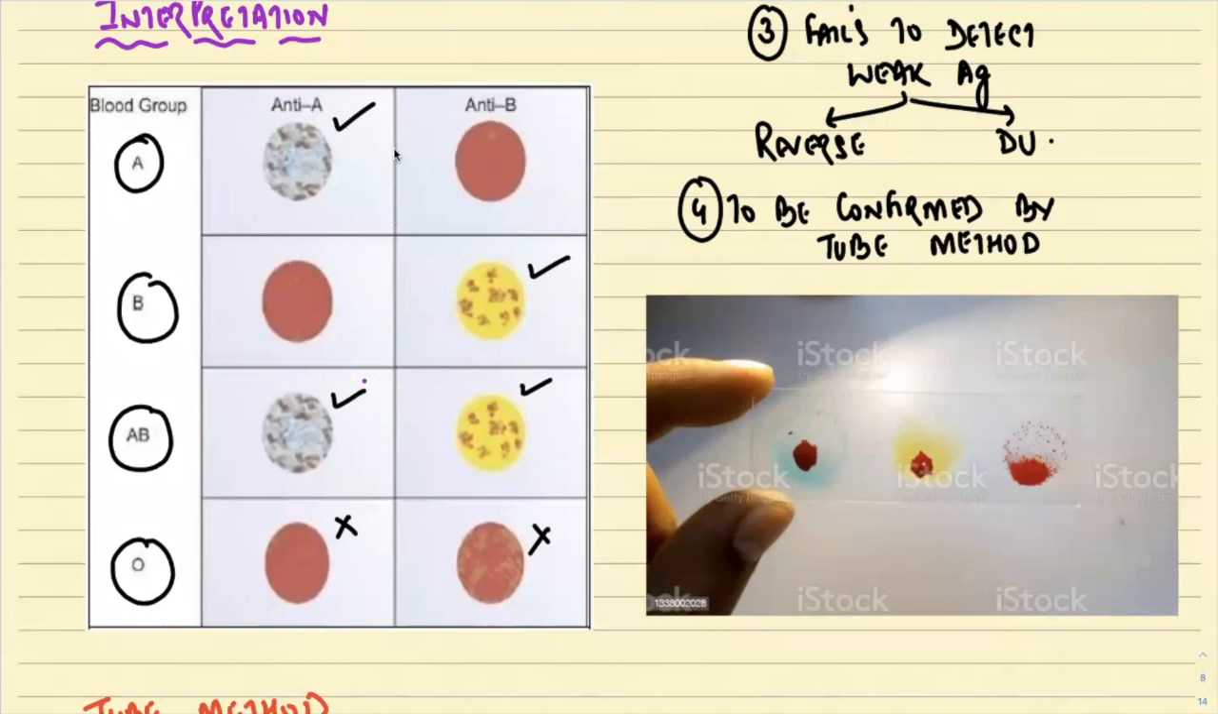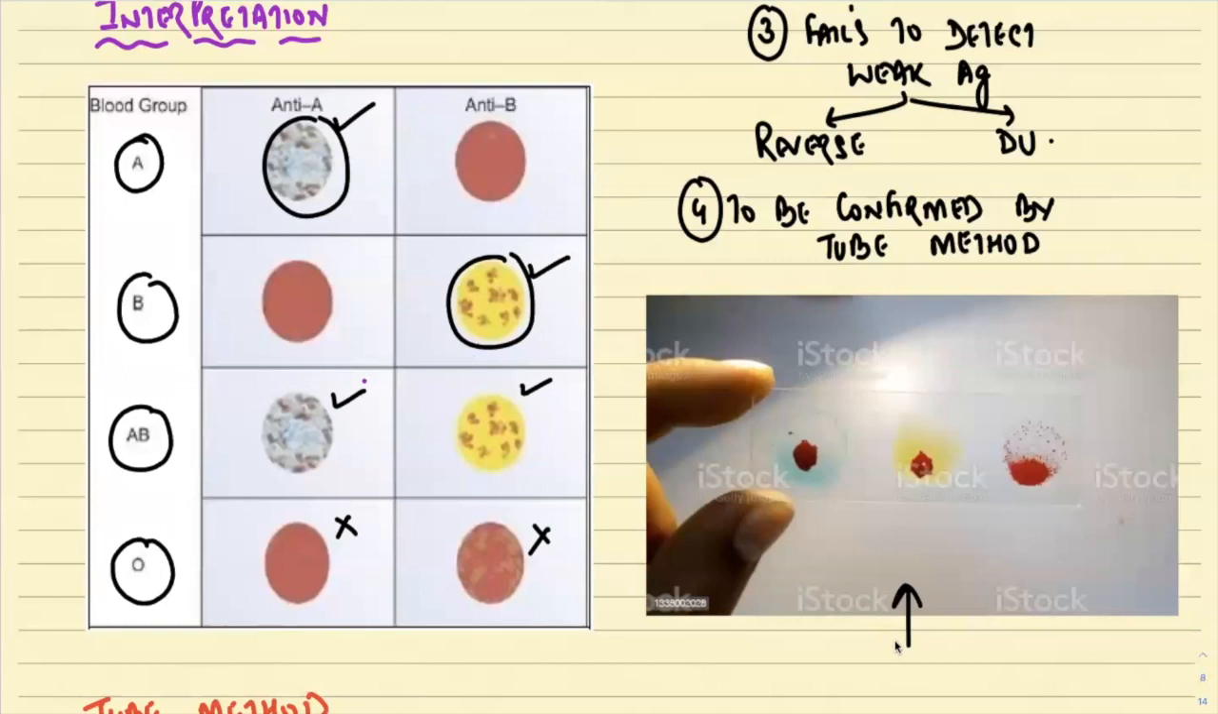Always remember one important aspect: whenever agglutination occurs, the color of this entire sample will become that of that group. It will become bluish. Over here also it will show yellowish. Okay, just remember this aspect. So now if you have understood this slide method, tell me what is this blood group that we are seeing over here.